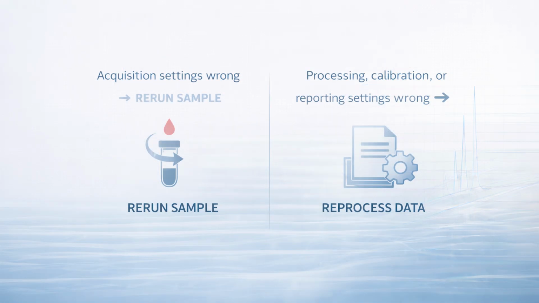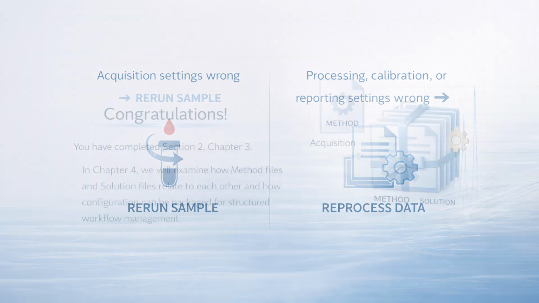If acquisition settings are wrong, you rerun. If processing, calibration, or reporting settings are wrong, you reprocess. That distinction is the foundation of understanding Chromperfect.